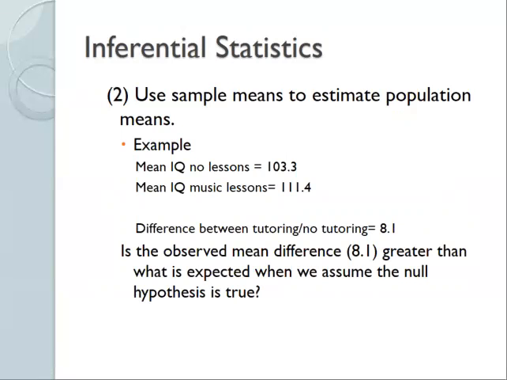The next thing you do is you use the sample means to estimate the population mean. Remember, you have the means from the sample of people who participated in your study, and you want to make assumptions about the population. So in the example, the mean IQ for kids with no lessons was 103, and the mean IQ for kids with music lessons was 111. So the difference between lessons and no lessons was 8.1.